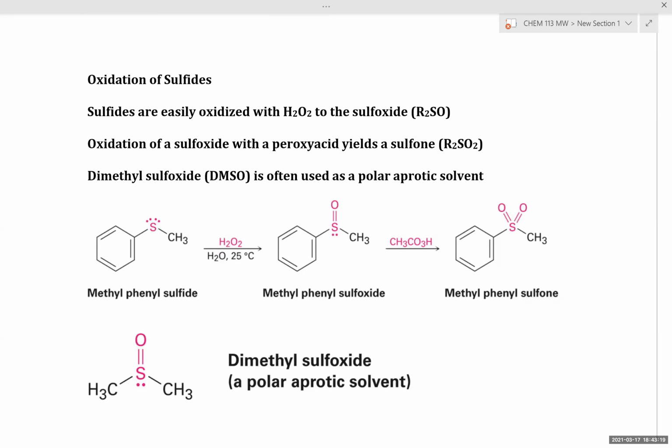Sulfides, compared to ethers, sulfur is capable of accommodating an expanded octet. And because the lone pairs are a little more nucleophilic, sulfur can also be oxidized up to yield sulfoxides and sulfones. Sulfides are easily oxidized with hydrogen peroxide to yield the sulfoxide. In this case, we can take methylphenyl sulfide and oxidize it up to methylphenyl sulfoxide. Oxidation of a sulfoxide with peroxy acid or excess hydrogen peroxide yields a sulfone.